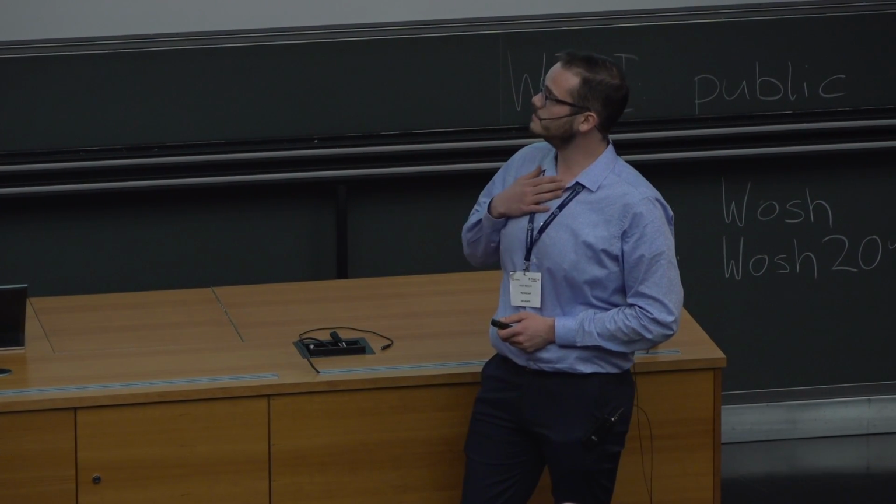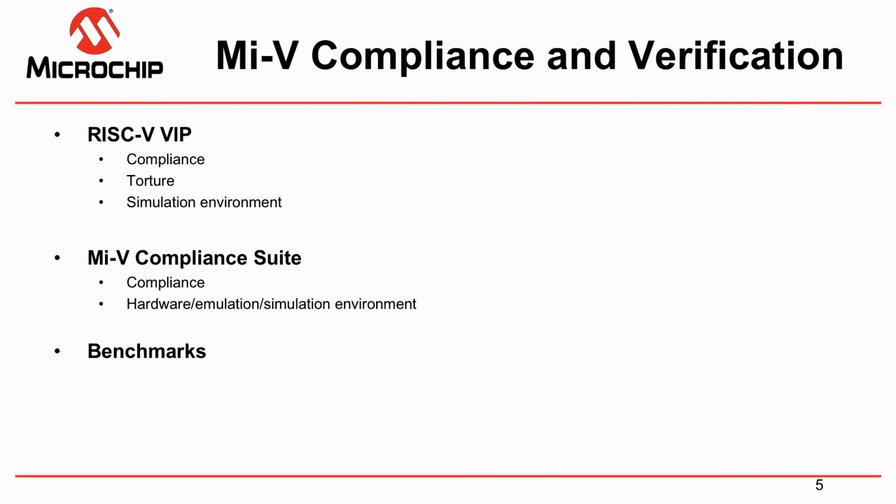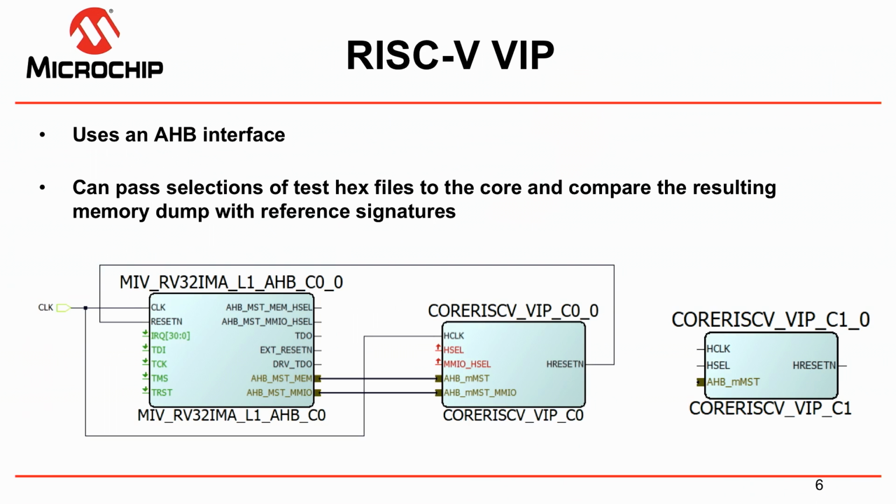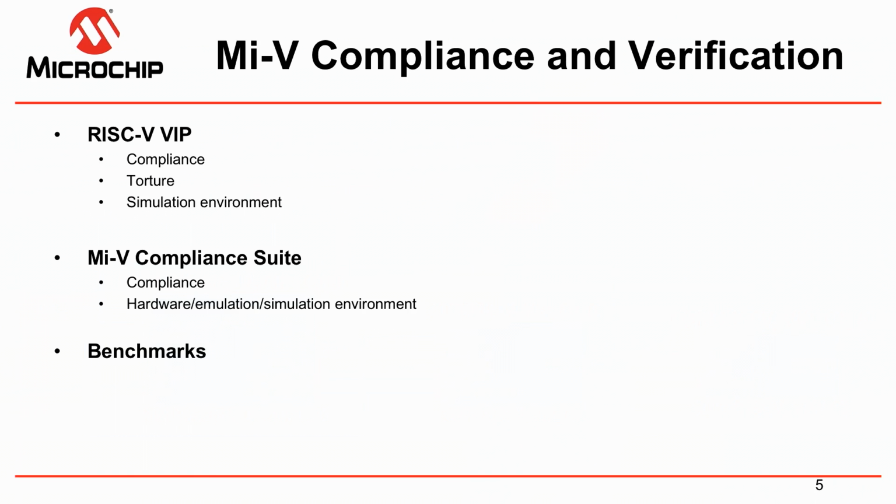There are three main things that we ended up looking at for compliance and verification. One, we made this thing that we called RISC-V VIP, which will allow us to run compliance tests and torture tests in a simulation environment. Then we have the Mi5 compliance suite, which will run the compliance tests developed by Imperas and CodeSIP, which we wouldn't be able to do ourselves, and that'll run for us in a hardware emulation or simulation environment. And then we also have our benchmarks, and we've got a new one to add on from talks that happened earlier on, and we can have a look at MBench as well.